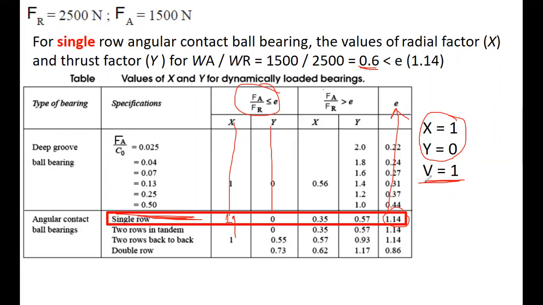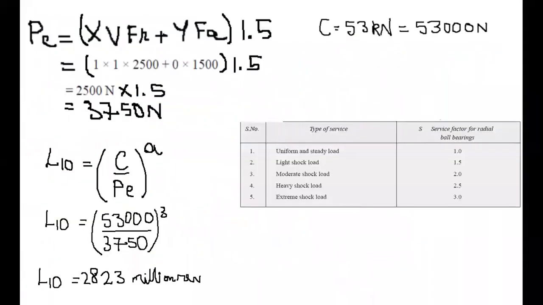Nothing is mentioned whether the inner race rotates or the outer race rotates. Whenever it is not mentioned, we will assume that the inner race rotates and we will take V as 1. Whenever inner race rotation is assumed, V is taken as 1, and that is mentioned in the Bhandari design data book also. Moving ahead. Now we have found X and Y.